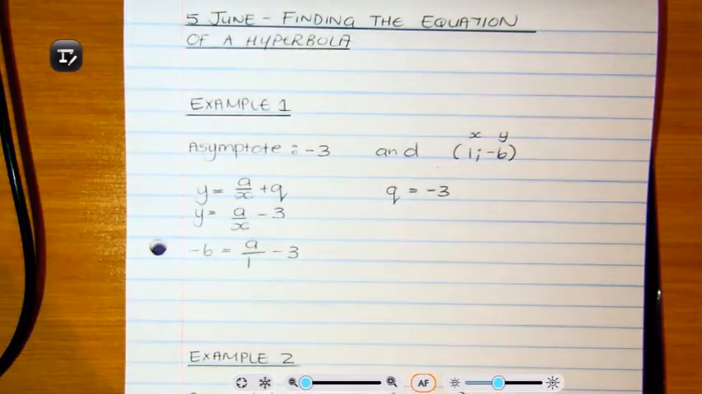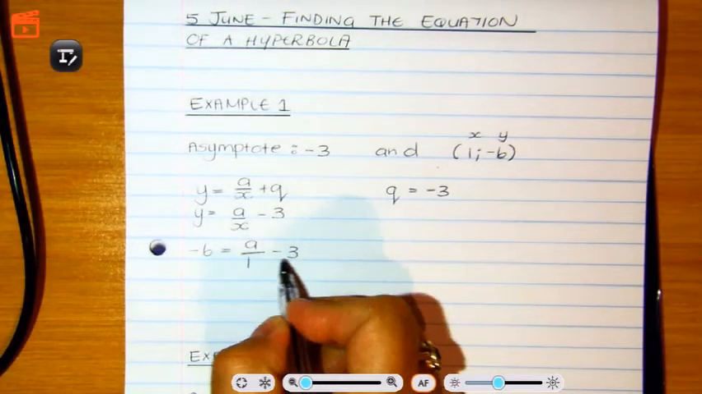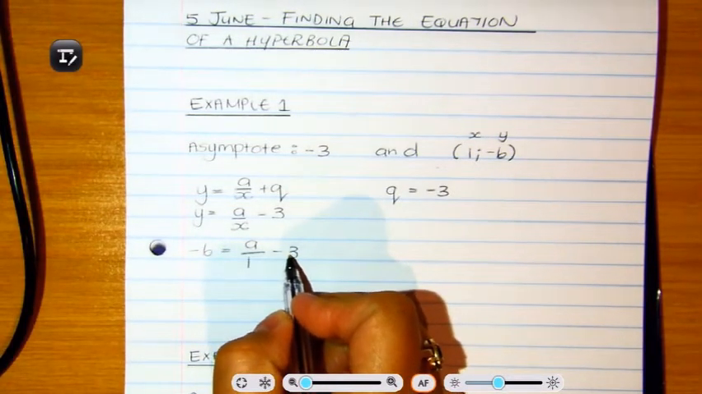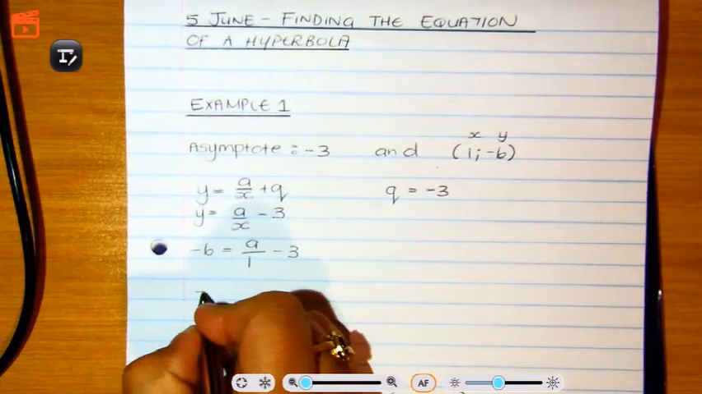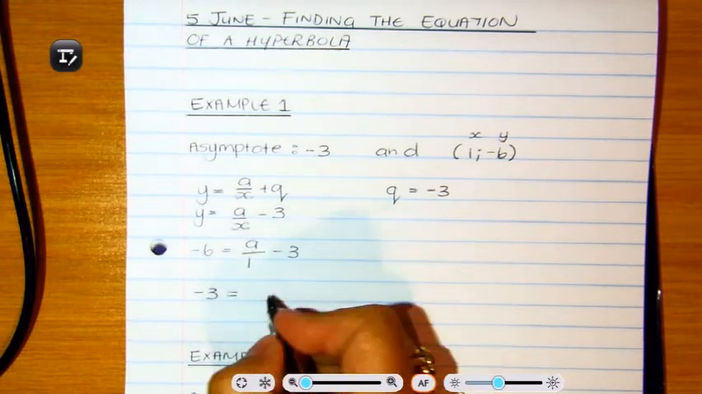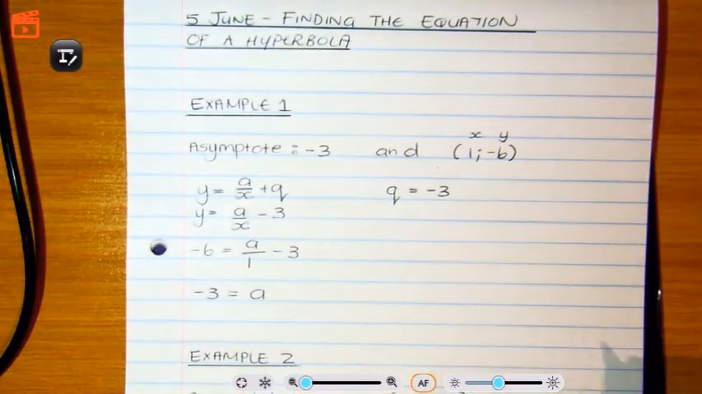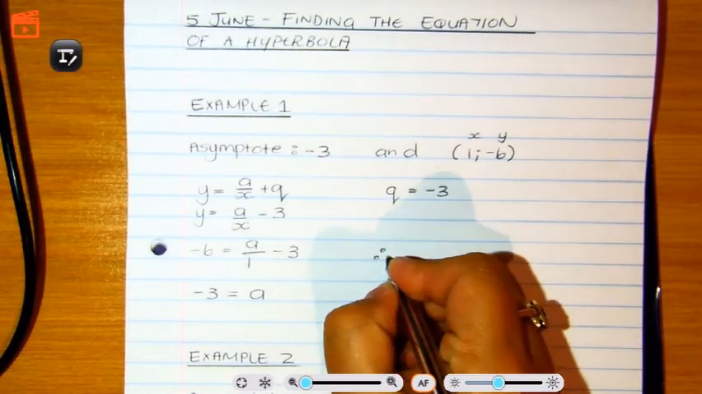So the goal now is to get a on its own. So I've got a minus 3, so I'm going to add 3 to both sides. So negative 6 plus 3 gives me negative 3 is equal to, and remember a over 1 is the same as a. So I've got my q value and I've got my a value, and now what I'm going to do is put it back into standard form.